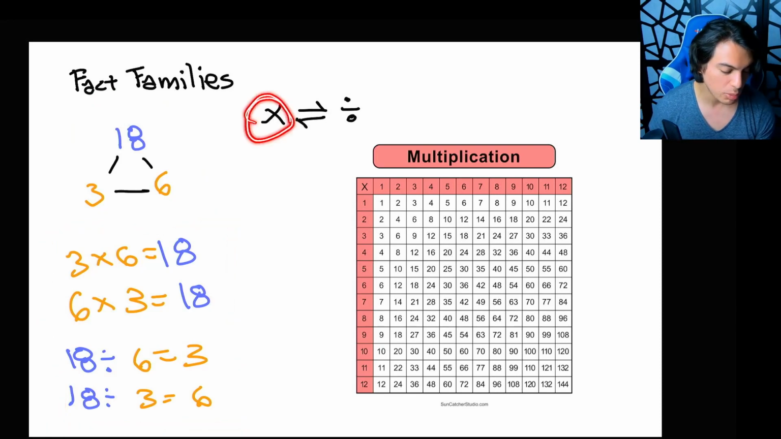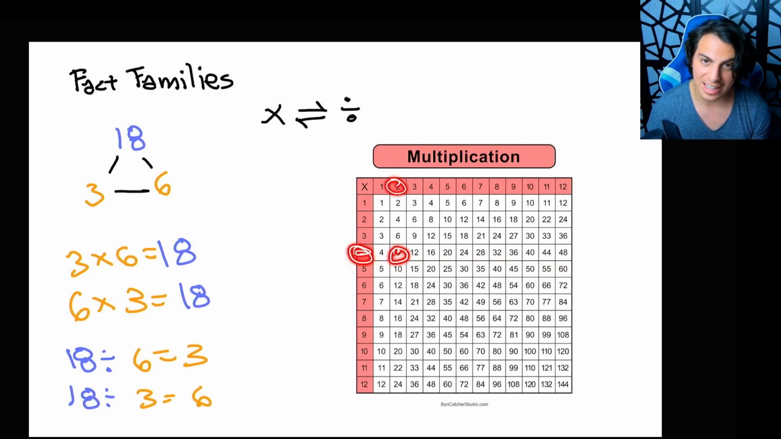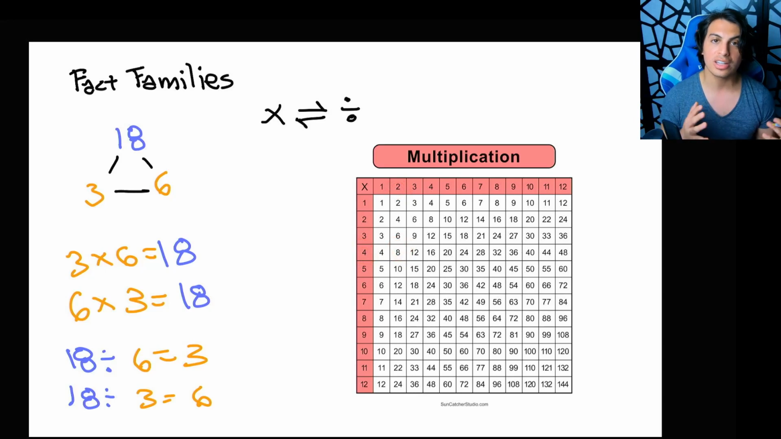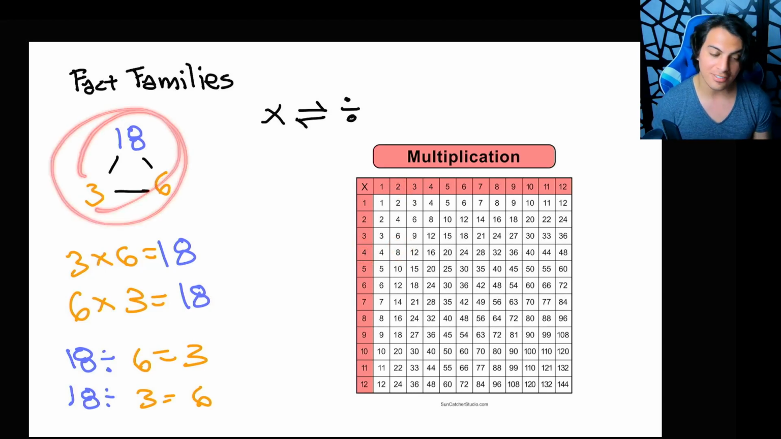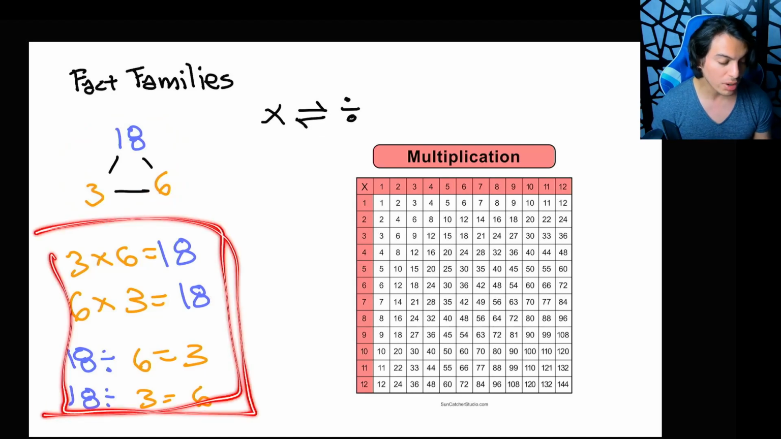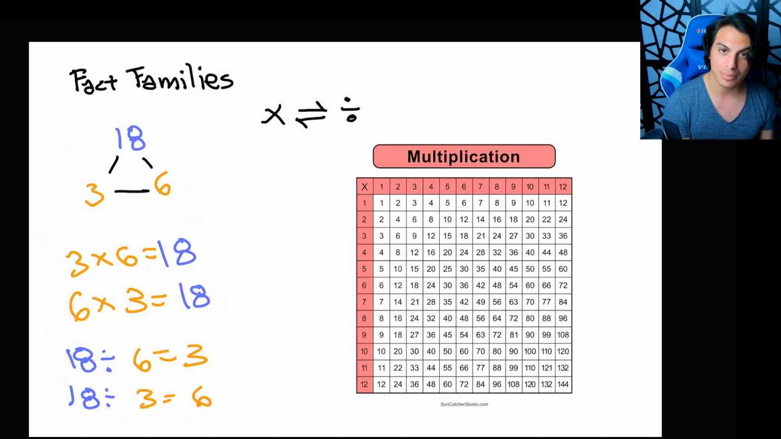If I know my multiplication facts, if I know that 4 times 2 is 8, then I also know that 2 times 4 is 8. And I also know 8 divided by 4 is 2. And I also know that 8 divided by 2 is 4. It is all connected. So that is why it is so important. If you know one fact family, then you actually know 4 different related number sentences.